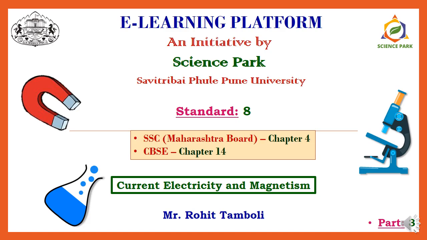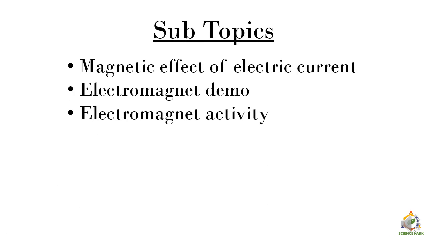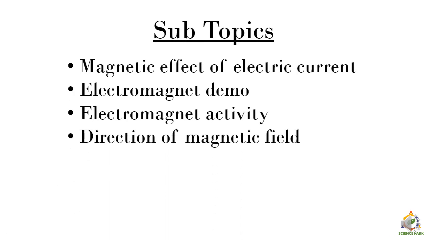So this is part 3 of current, electricity and magnetism. Now we are going to cover the magnetic effect of electric current in this part. Then we are going to see a demonstration of an electromagnet, an activity involving an electromagnet.